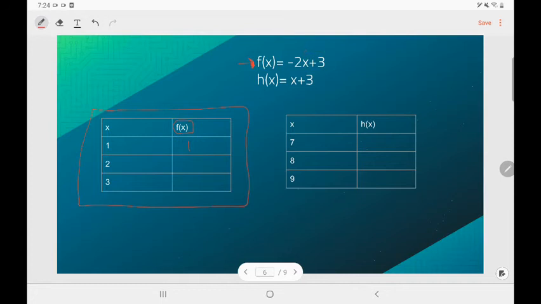2, inputted 2. Negative 2 times 2 is negative 4. Negative 4 plus 3 is negative 1. Take a moment, pause the video, and answer the last box. Alright, if I insert 3 in for x, that means I'm going to have negative 2 times 3, which is negative 6, plus 3 is negative 3.